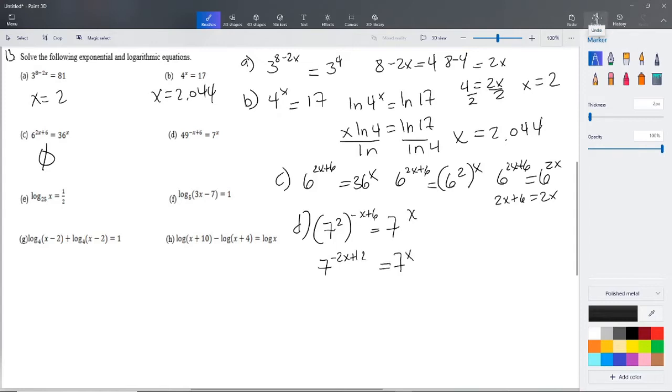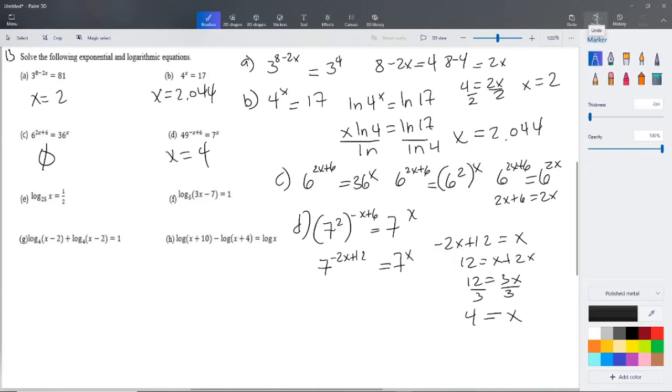Again, once the bases are the same, we lose the bases. So what we're going to see is negative 2x plus 12 is the same as x. If we bring the 2x to the right, we're going to have 12 is equal to x plus 2x, or 12 is equal to 3x. When we divide 3 on both sides, it looks like x is going to be equal to 4. So we can put that here for part D. X is equal to 4.